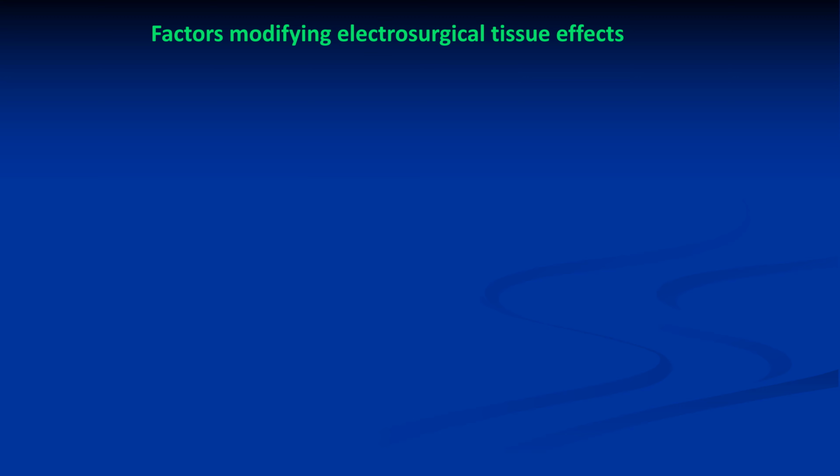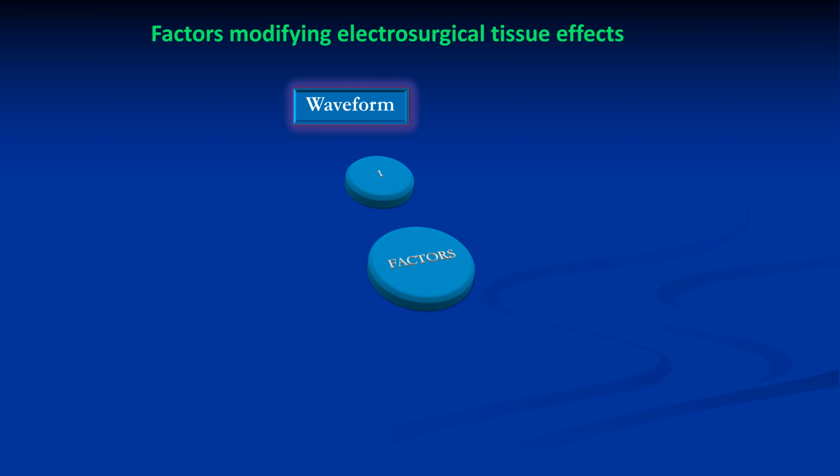Factors modifying electrosurgical effect. There are 7 factors that can modify the electrosurgical tissue effect. First one is the waveform. As we mentioned before, the electrosurgical unit can produce different electrical waveforms, like cutting waveform, coagulation mode waveform, and blend mode waveform.